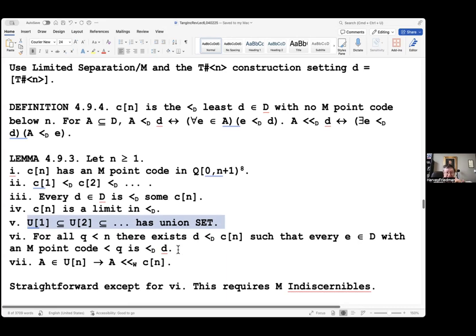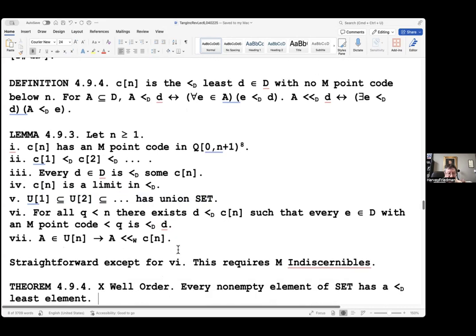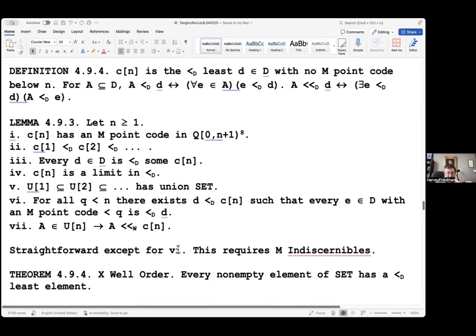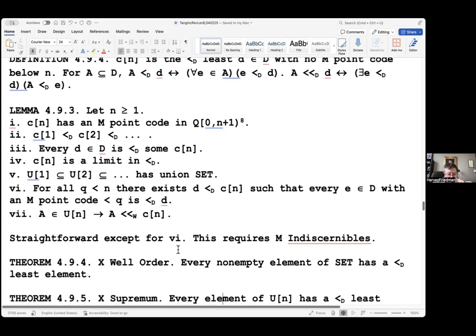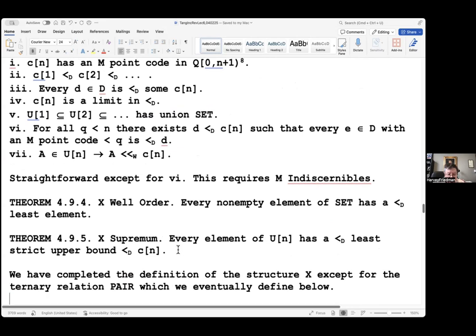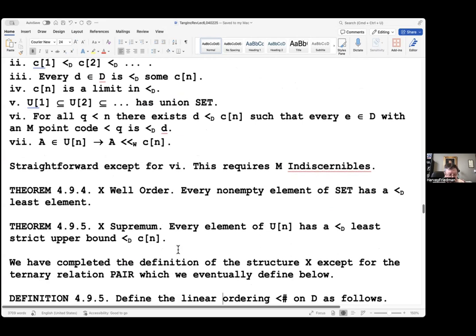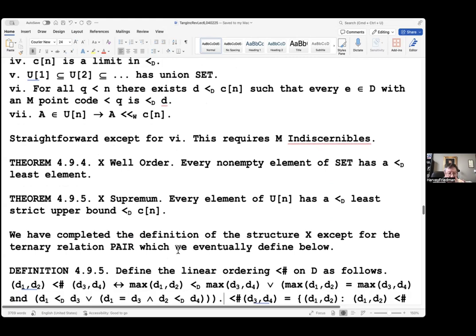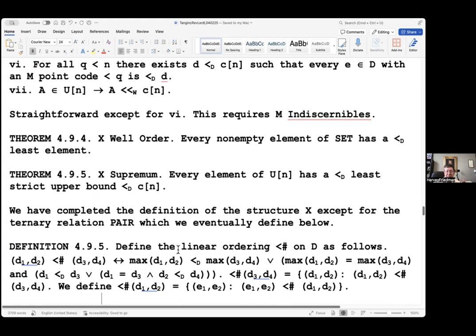Yeah, that's in the definition of U of n. Item 6 is the least straightforward, and that requires M indiscernibility. Okay, so we get well order and non-empty. We get sups, and non-well and well ordering from this. See, we built this thing out of well-founded parts, and so therefore the well-foundedness gets inherited.